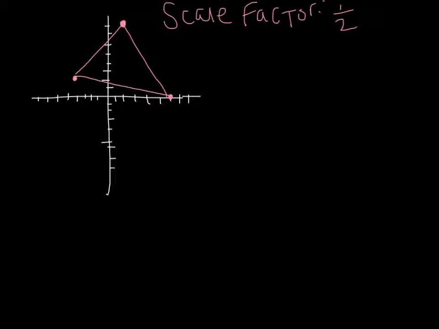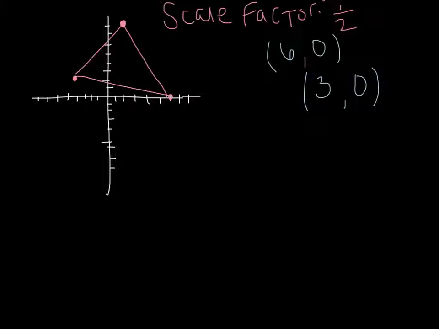Okay, so here again I have an example, and this time my scale factor is 1/2. So I'm going to start by grabbing each of my individual points. I'm going to start down here at the bottom. That point is 6, 0. So to get my new point, I'm going to do 1/2 times 6, which gives me 3, and 1/2 times 0 is 0. So I'll have a point at 3, 0.